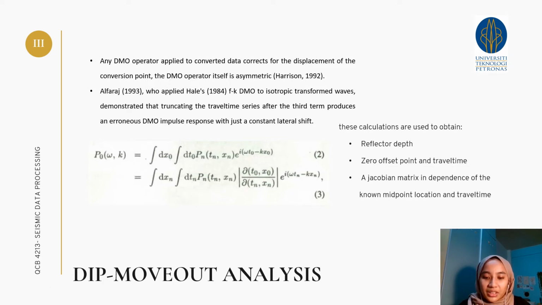Al-Faraj 1993, who extended the 1984 FK filtering DMO to isotropic converted waves, showed that the truncation of the travel time series after the third term results in an inaccurate DMO impulse response with only a constant lateral shift. We can see on formulas 2 and 3 where the 0 denotes the midpoint and the zero offset points. All these numerical calculations are used to obtain a reflector depth, the zero offset points and travel time, and also the Jacobian matrix independent of the known midpoint location and travel time.